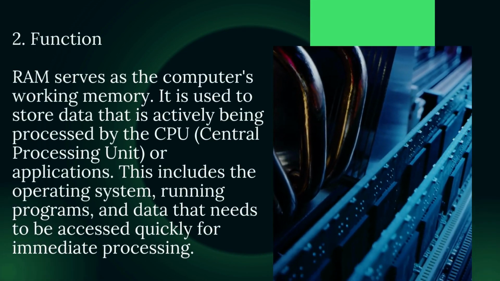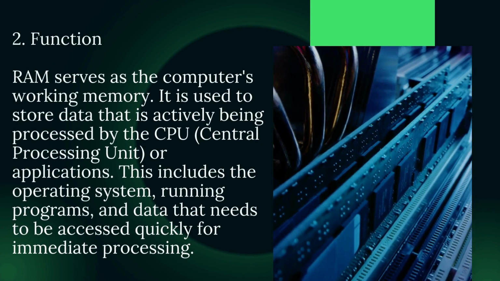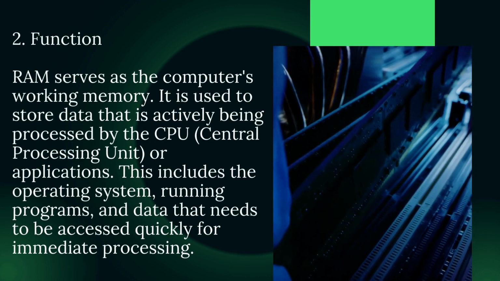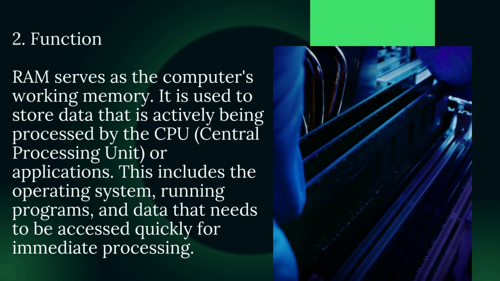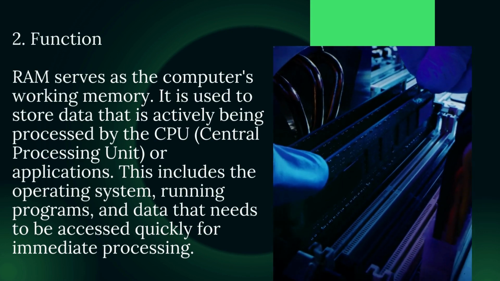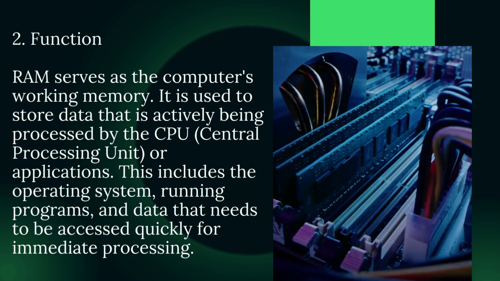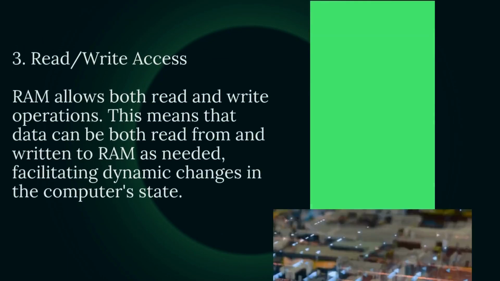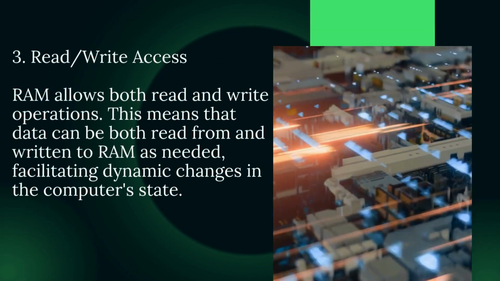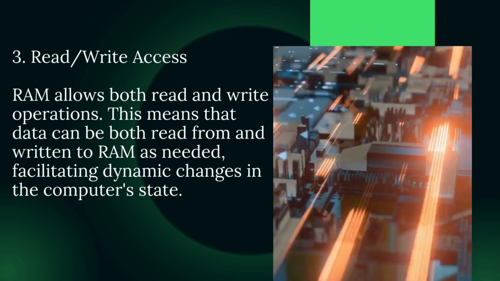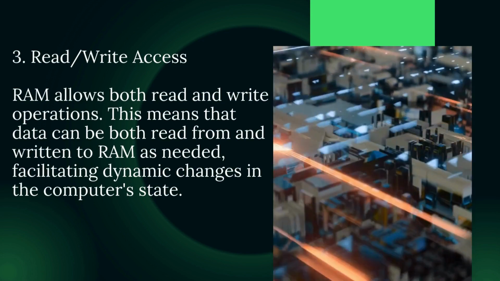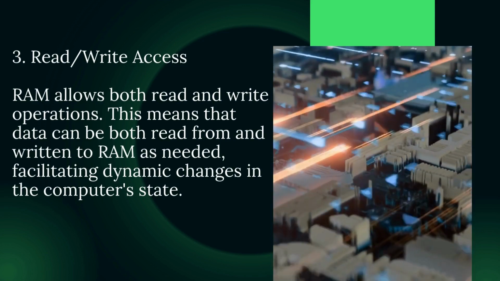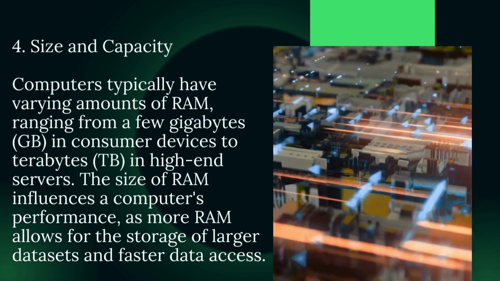2. Function. RAM serves as the computer's working memory. It is used to store data that is actively being processed by the CPU, central processing unit, or applications. This includes the operating system, running programs, and data that needs to be accessed quickly for immediate processing. 3. Read/write access. RAM allows both read and write operations. This means that data can be both read from and written to RAM as needed, facilitating dynamic changes in the computer's state.